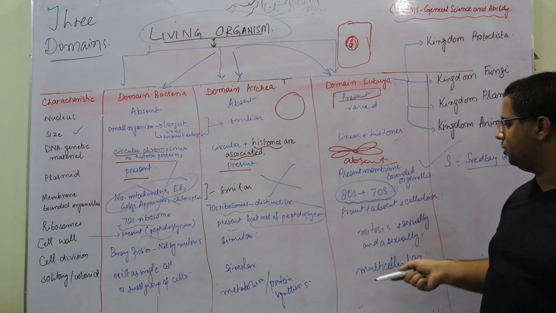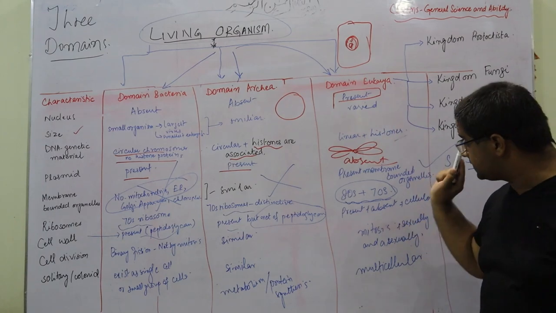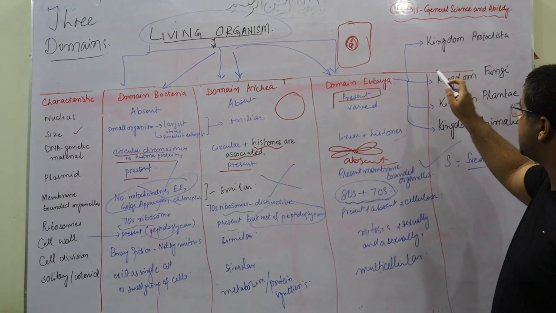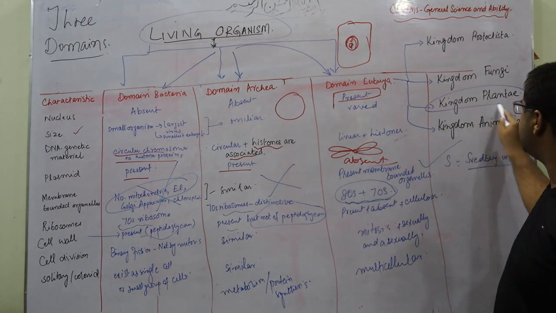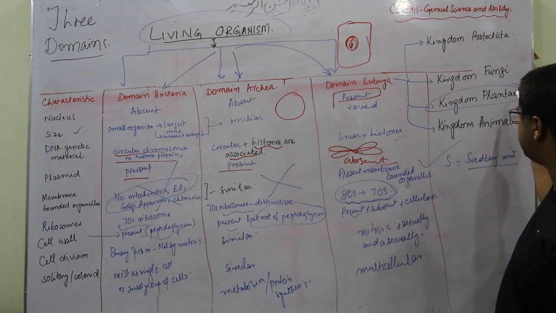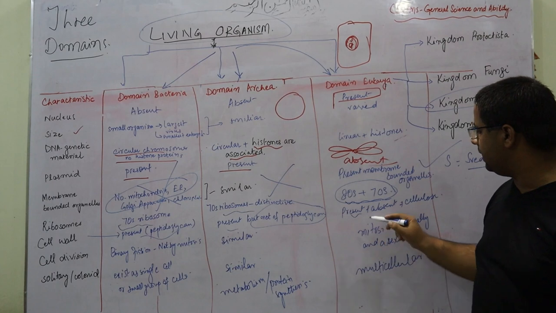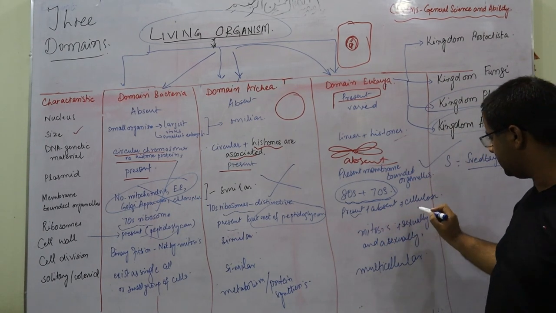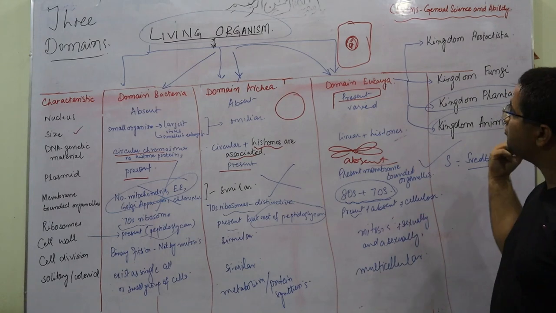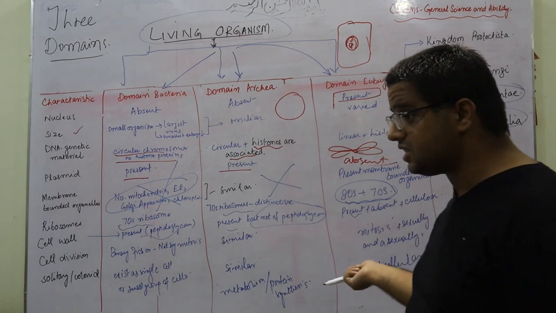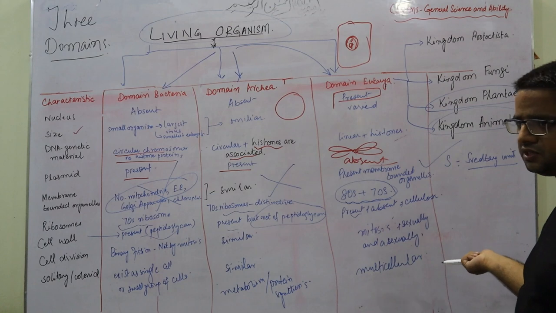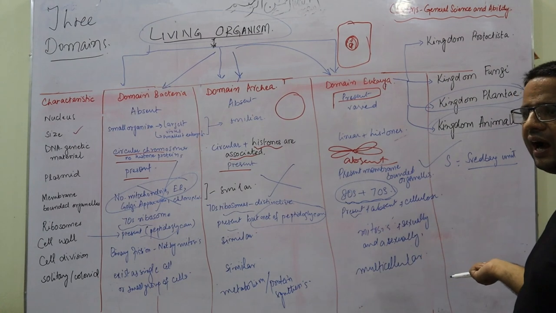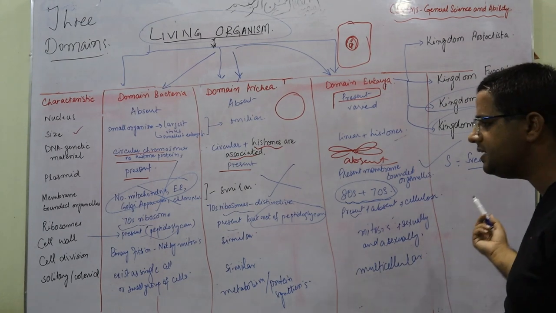And the third one: domain Eukaryota, kingdom Plantae, contains a cell wall that is made up of cellulose, while kingdom Animalia does not contain a cell wall, so it may be absent. Maybe of different material, because fungi contain a cell wall that is made up of something else, that may be of chitin. So there is a difference.